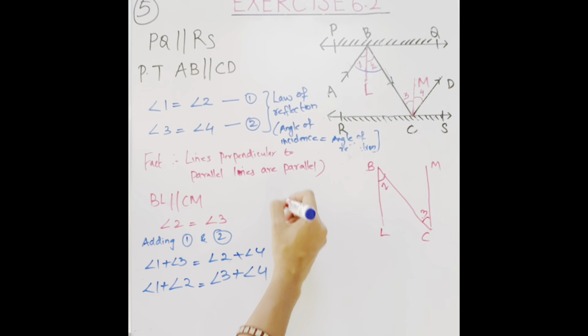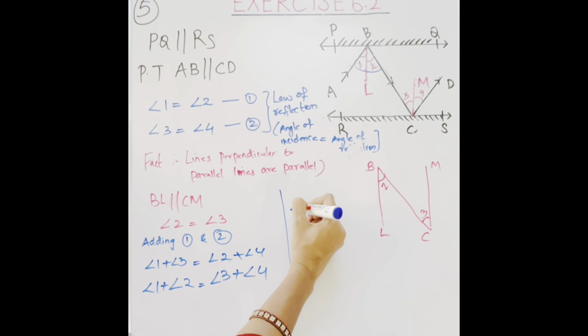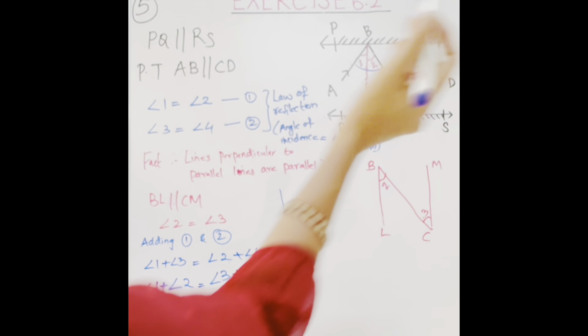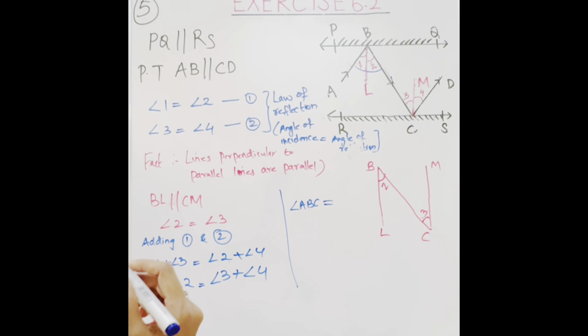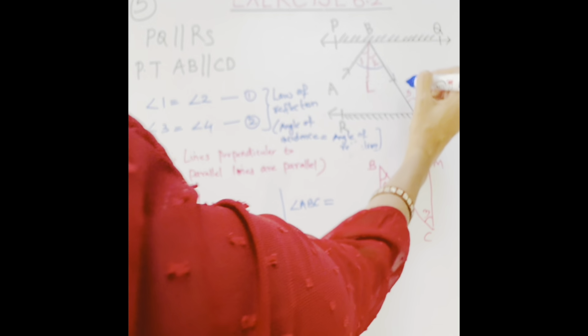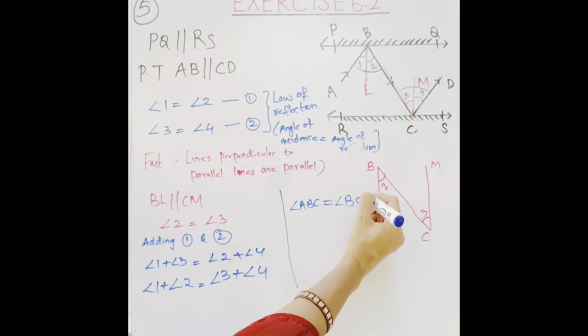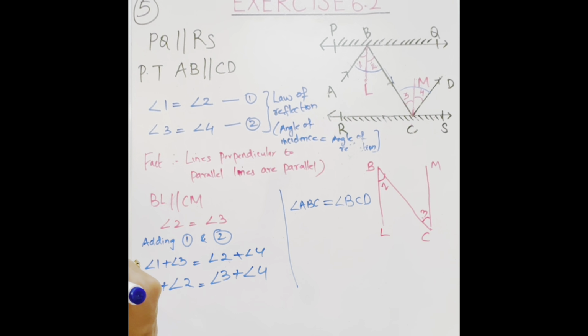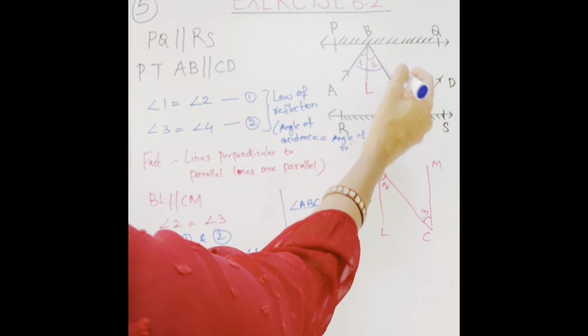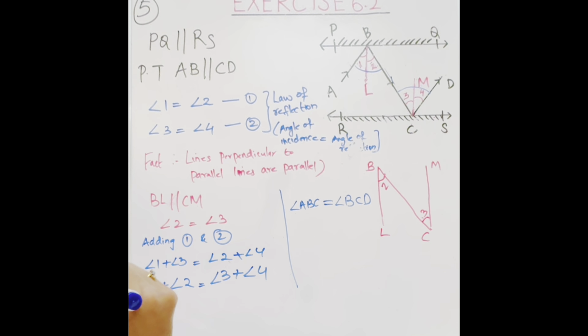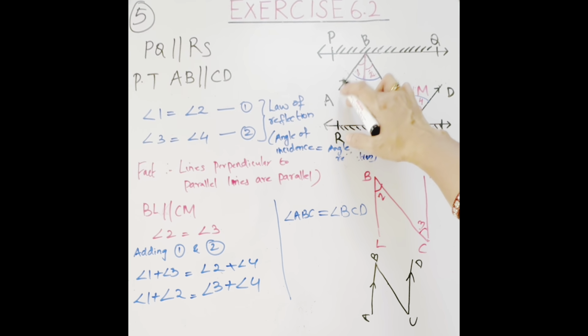So we can write this as angle ABC is equal to, what is 3 plus 4? Angle 3 plus angle 4. We can say that is angle BCD. Clear? ABC and BCD. This angle. So what are those two angles now? Just redraw these lines here. AB and CD cut by this transversal BC.